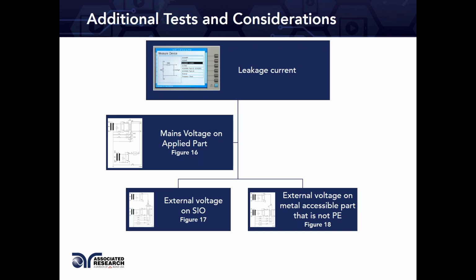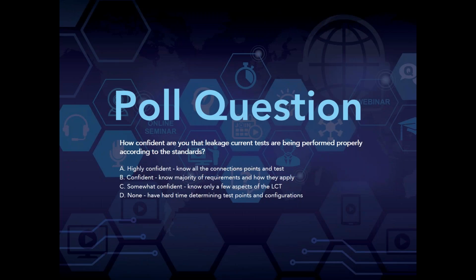Additional test and consideration: mains on applied part is figure 16, signal, external voltage on signal input output, figure 17, and then external voltage on metal accessible part not protectively earthed, figure 18. These additional figures may or may not apply to you, but they are in the standards to allow you to run a proper leakage current test.